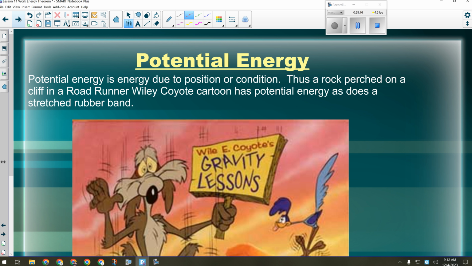All right, so potential energy is energy, we said, due to position or condition. We're not going to deal very much with calculating elastic potential energy other than by using force times distance. We're not going to deal with Hooke's law and things like that in Science 10. We're going to deal mostly with gravitational potential energy.